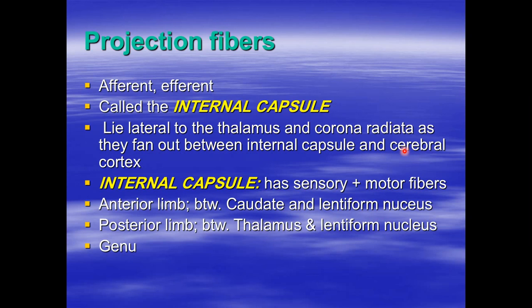All the fibers go up and down through the internal capsule via the projection fibers, and they lie, as we said before and showed in several examples, lateral to the thalamus and the corona radiata as they fan out between the internal capsule and the cerebral cortex. The internal capsule has both sensory fibers and motor fibers. It has an anterior limb, a posterior limb, and a genu. The anterior limb is located between the caudate nucleus and the lentiform nucleus, while the posterior limb is between the lentiform nucleus and the thalamus.